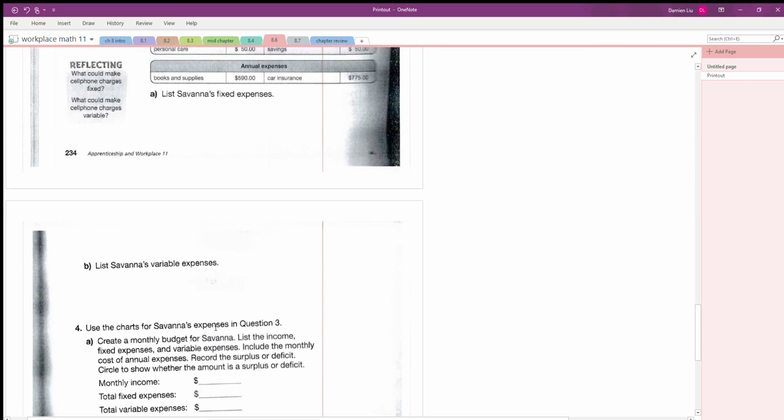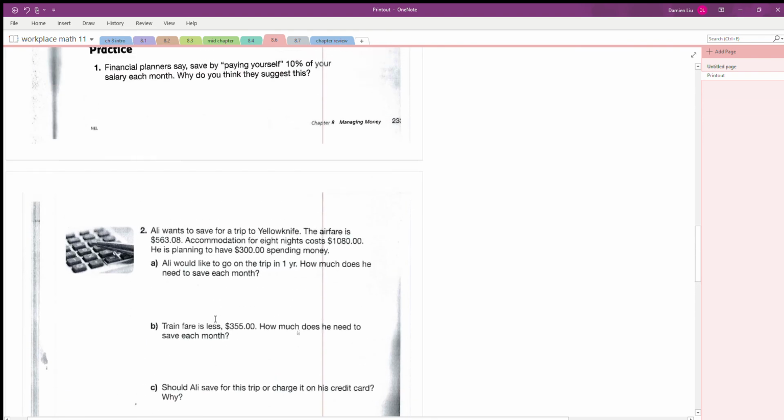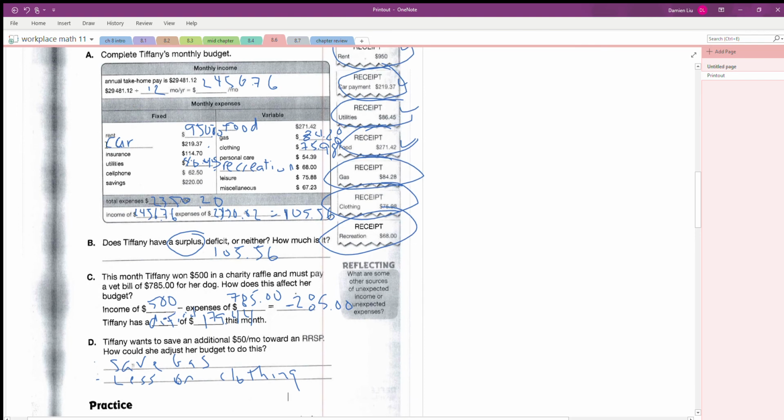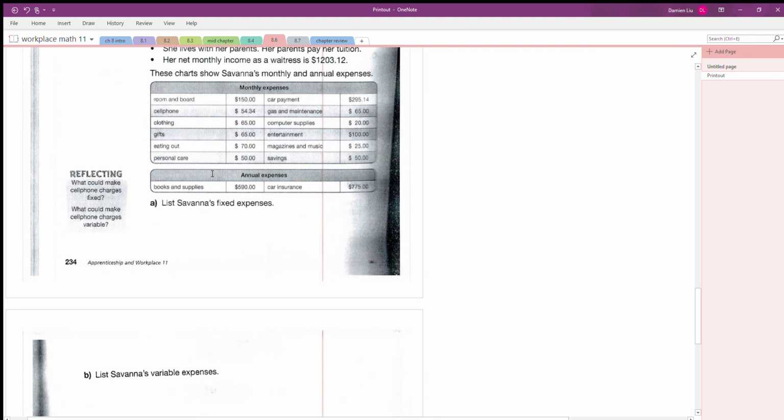Question number 4, use the charts for Savannah's expenses in question 3. Okay, so for question number 4, we're going to need to use this chart here. Create a monthly budget for Savannah. List the income, fixed expenses, and variable expenses. Include the monthly cost of annual expenses. Record the surplus or deficit. Circle to show whether the amount is a surplus or a deficit. So this is very similar to what we did with the question way up here where we had this chart and we filled it in. We're going to do the same thing here.